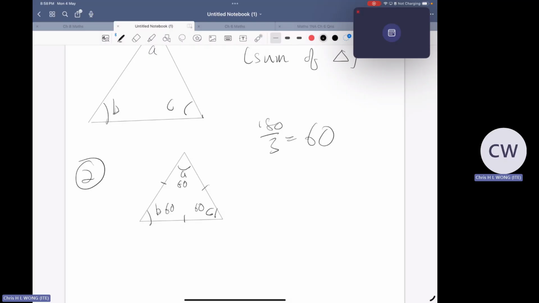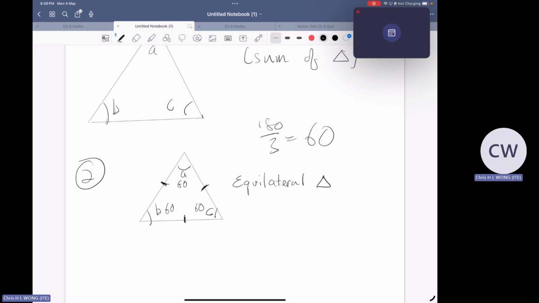This type of triangle is called an equilateral triangle. In the exam, if they say equilateral triangle, it means it must be 60, 60, 60. Equilateral triangle, all the sides are the same, but I must put the ticks. If I don't put the same, it means they are not equal.